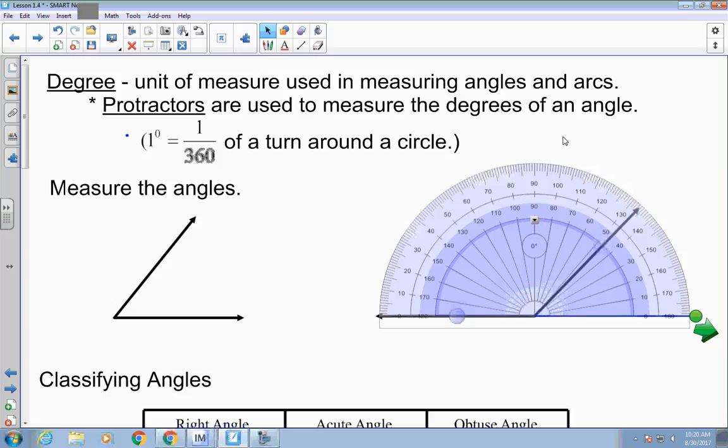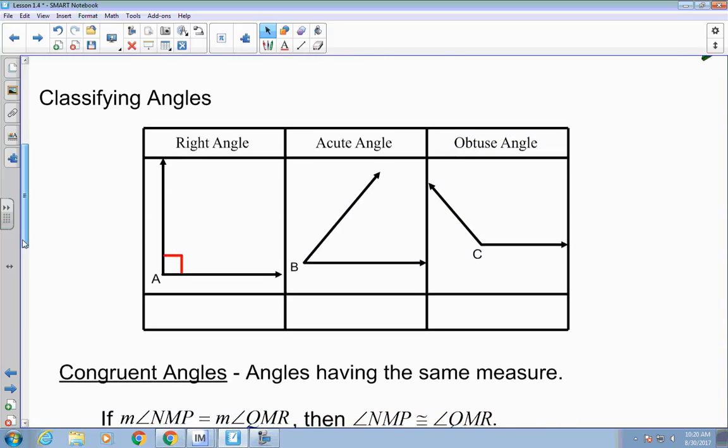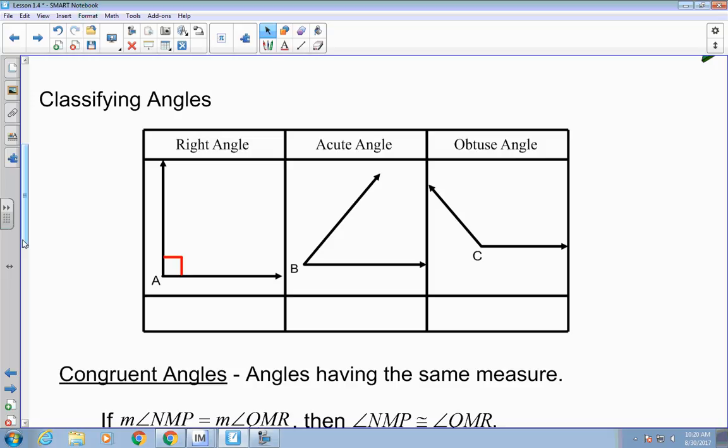Now let's talk about classifying them. And I think a lot of this you already know. You have your right angle, you have your acute angle, and you have your obtuse angle. Your right angle measures 90 degrees. This little box right here in the vertex, that red box, tells me that that's a right angle. When you talk about what an angle measures, you need to put a little m in front of the angle. So the measure of angle A equals 90 degrees. If you don't have anything in front of the angle, it's identifying the angle. But if you're telling what it measures, you put a little m in front of it. So it says the measure of the angle.